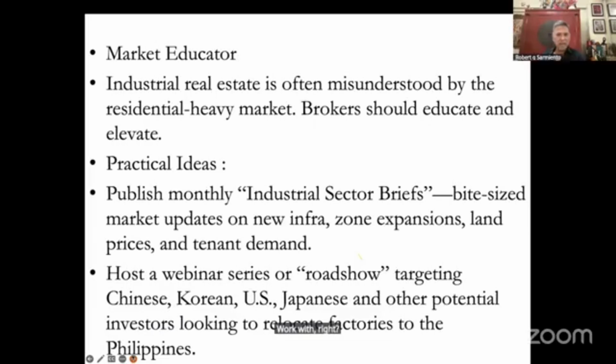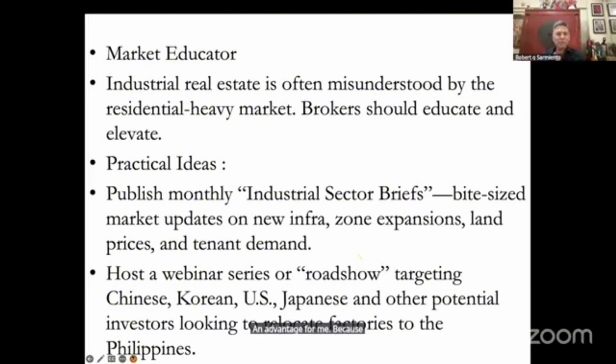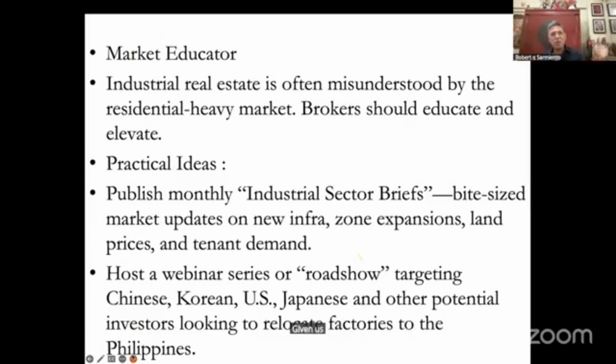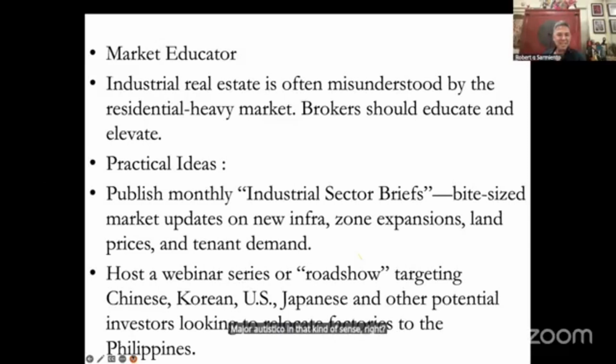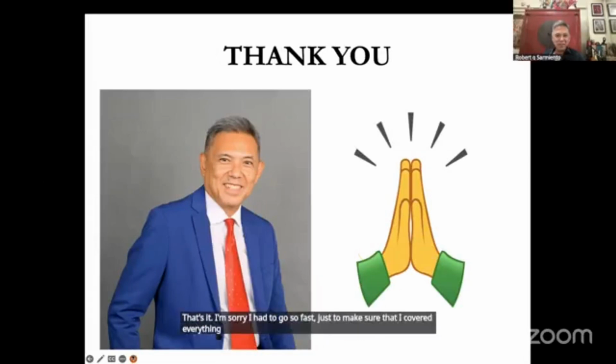Of course, I've been doing market updates, and so it's been an advantage for me because I don't know, I've just been born with that, since I came back here. I kind of saw things from afar, and given us a new road, the bypass road, I could already see a Jollibee, how much the values are going to be like there. So medyo autistic on that kind of sense, right? Okay, next slide. That's it. I'm sorry I had to go so fast just to make sure that I covered everything. So I guess there's time for questions.